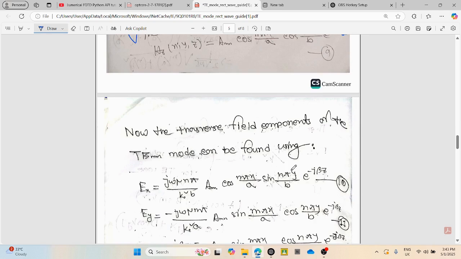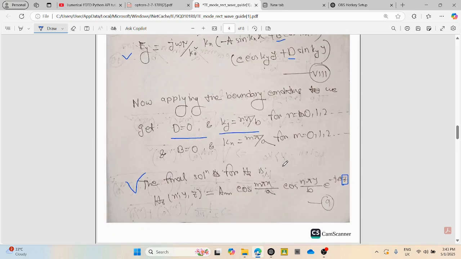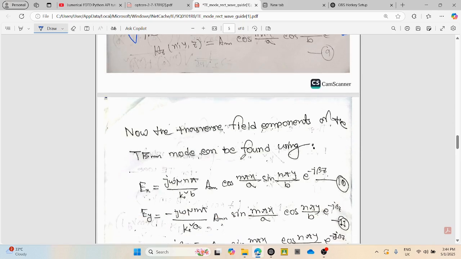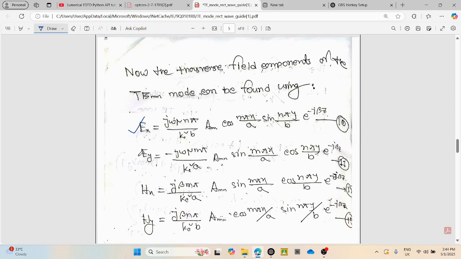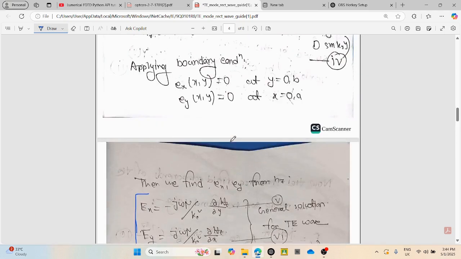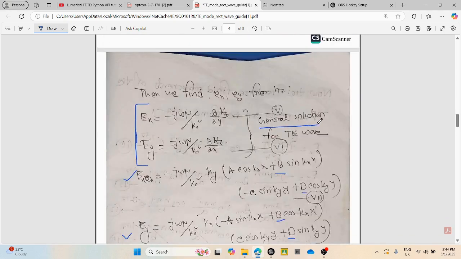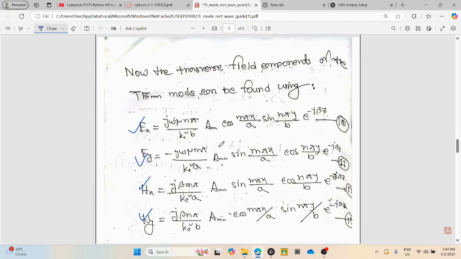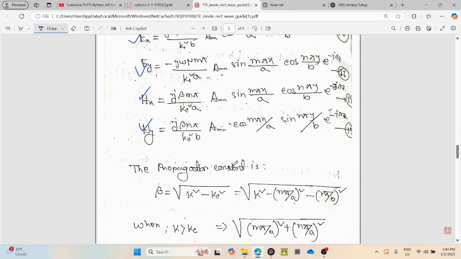Now the transverse field components of the transverse electric mode can be found by plugging in all the values that we have found till now, like putting in the values of ky and kx. We get the simplified and final equations of Ex, Ey, Hx and Hy, and these equations were derived previously, and we found those equations from the general solution of the transverse electric wave. We just plug in the values here and get the final equations.